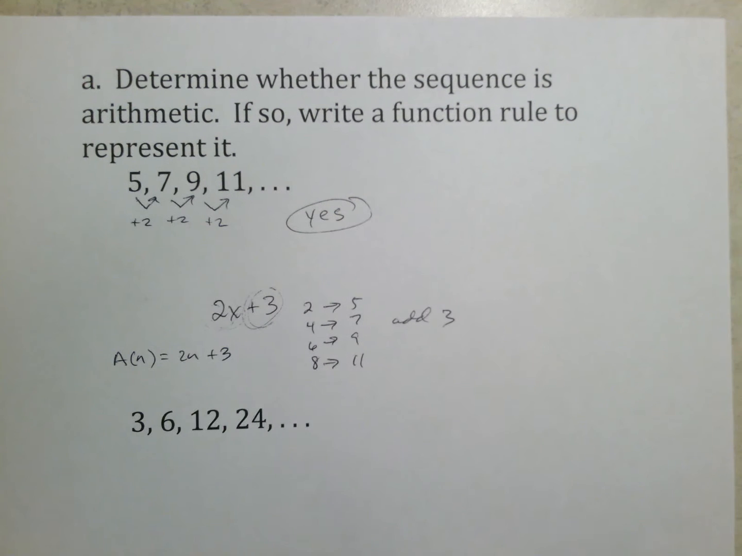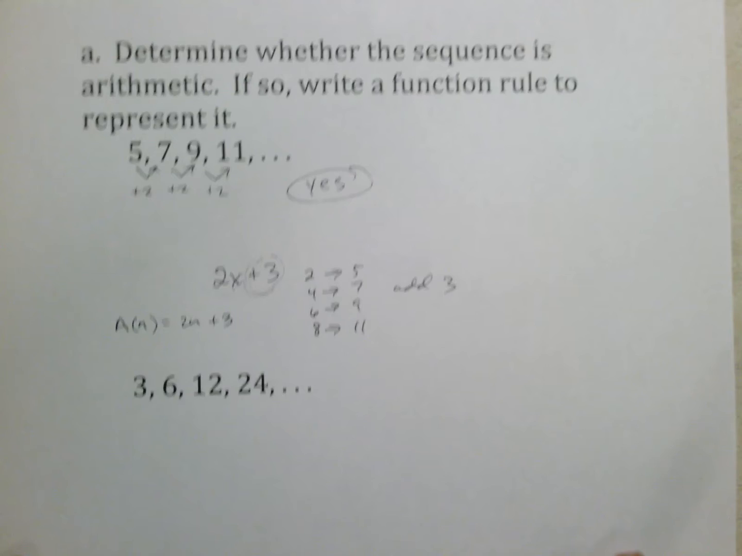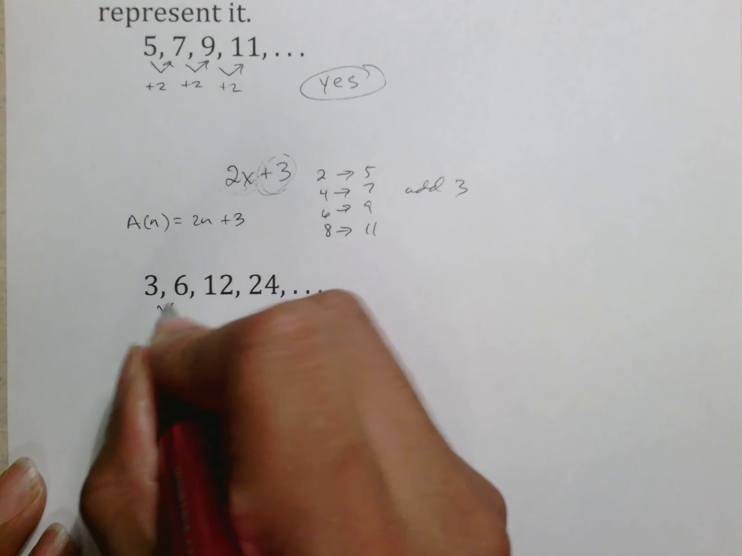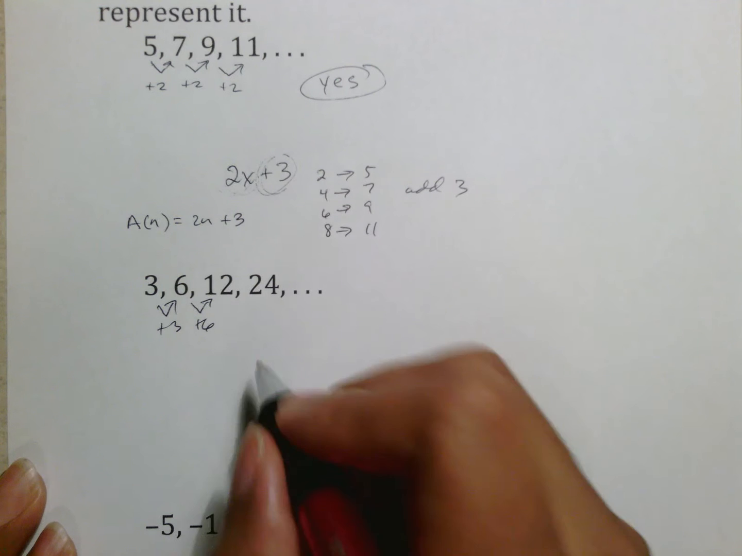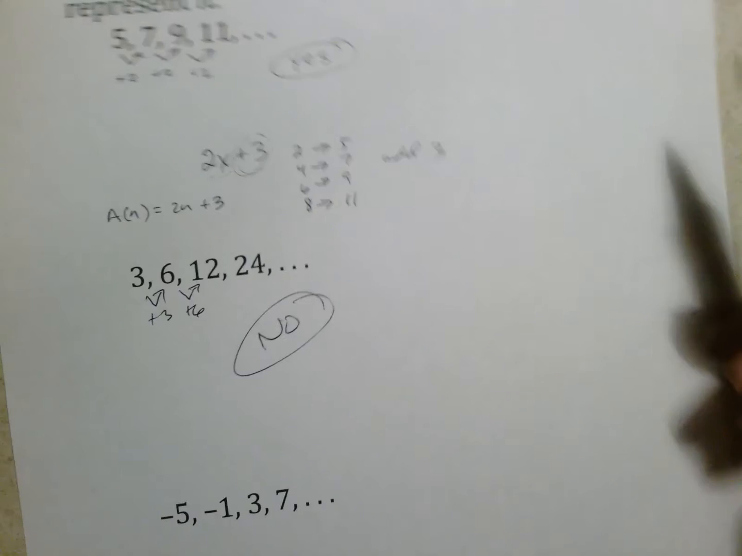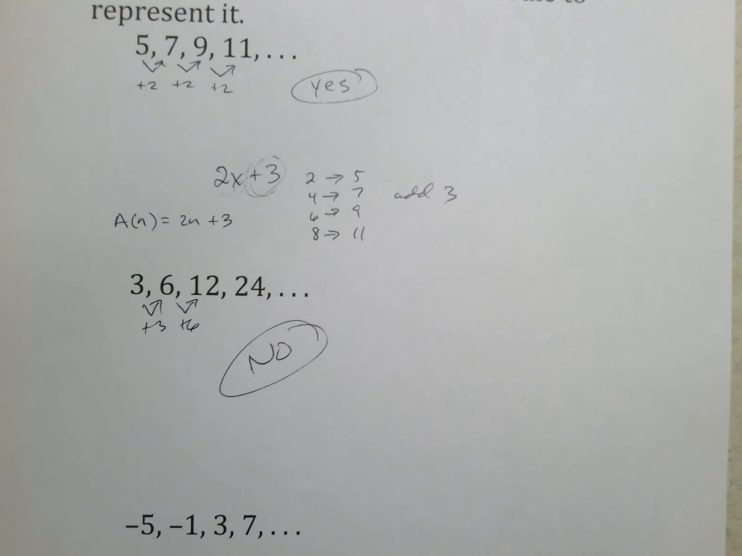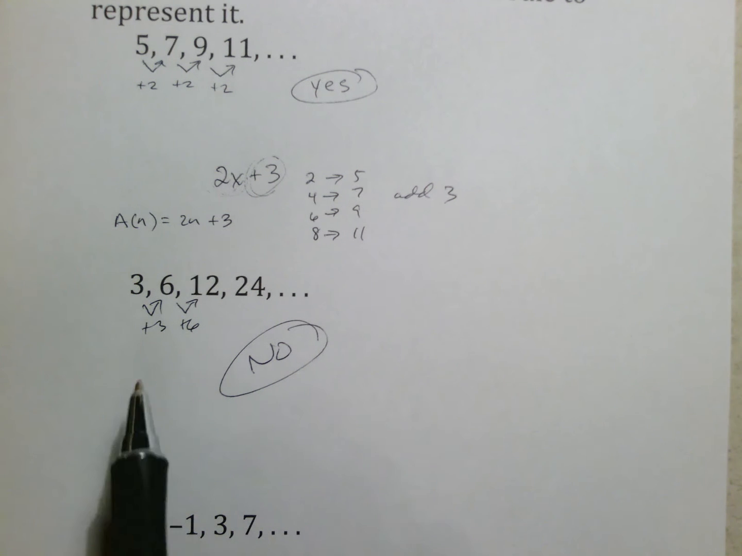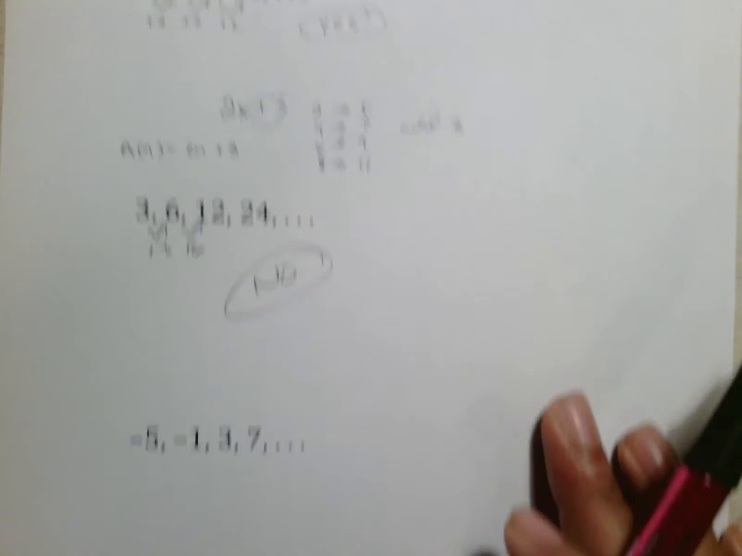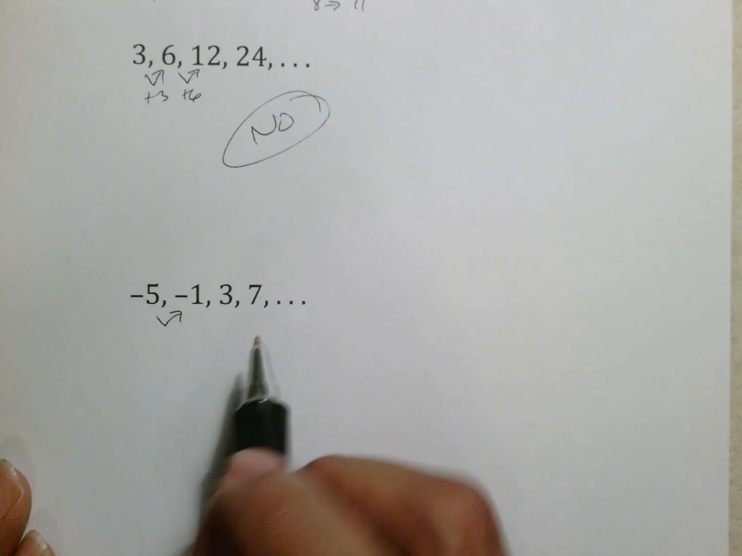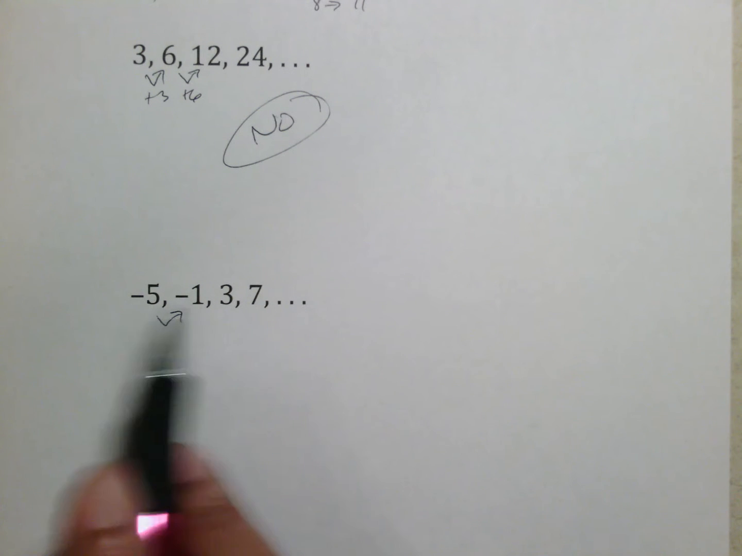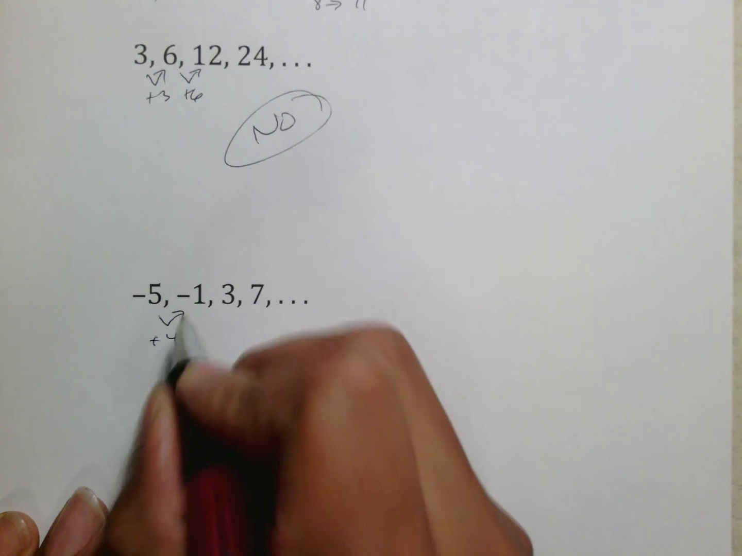Looking at the second one, again, this is plus 3, plus 6. Once they don't match, the answer is no, and they really don't need a rule to represent it if it's not arithmetic. We went through that already. But again, once that common difference is not the same, it's not linear, which means it's not arithmetic, move on. Here, from -5 to -1, remember that -1 is bigger than -5, which means we are actually adding 4.